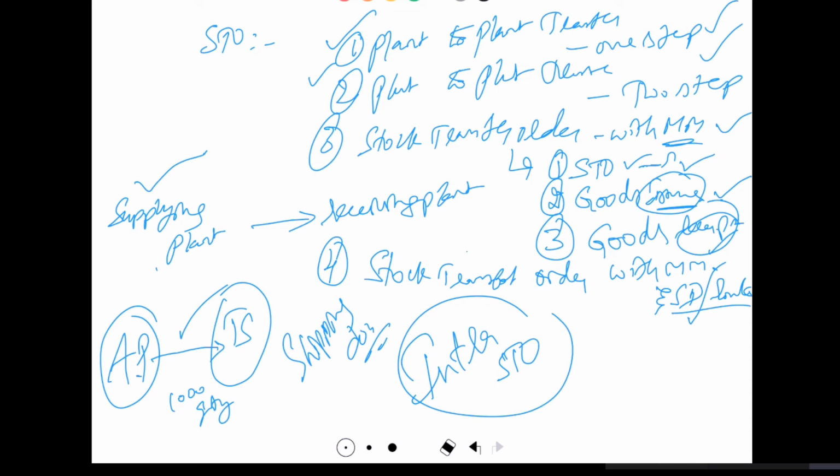Company code means, if suppose we have the Reliance group, okay? Reliance Communication is one company code, and Reliance Fresh is one more company code, and Reliance Petrol is one more company code. So when the kind of business changes, automatically the company code also changes. Legally, that's why, for different businesses, you have to maintain separate books.